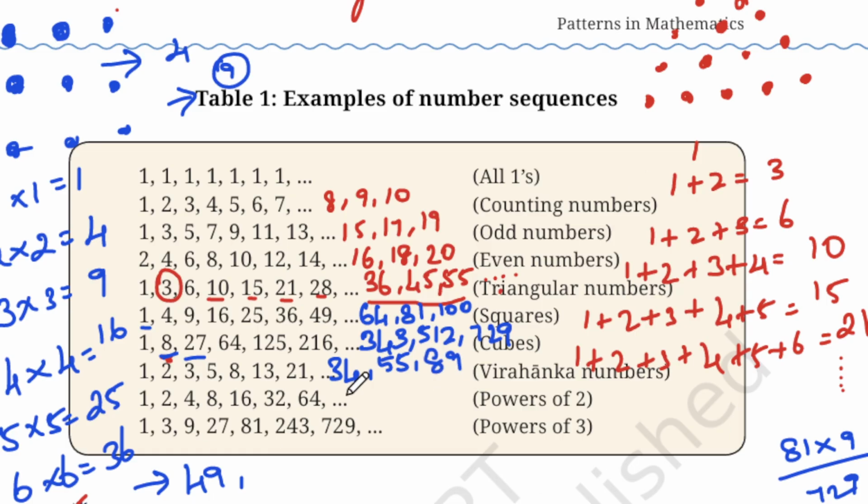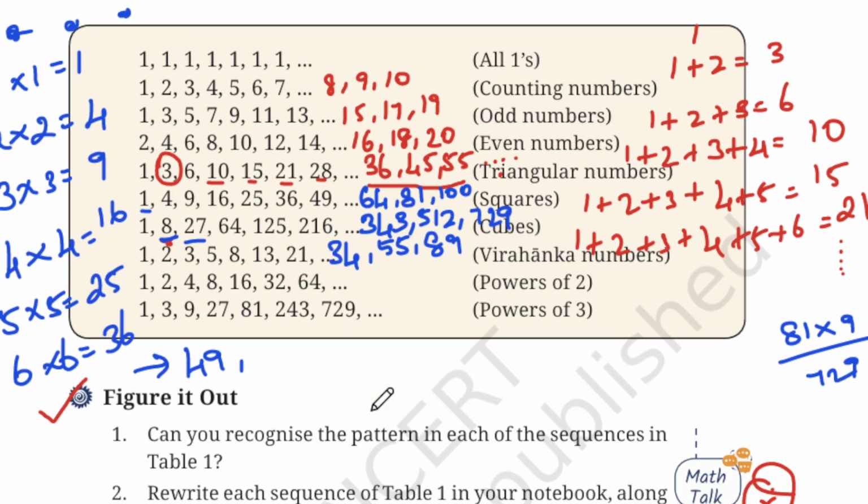Okay, so 89. So next is very easy, the powers of 2. Powers of 2 are the numbers obtained by multiplying 2 again and again. You need to multiply by the number 2 again and again. That's it. So the next number, 64, we have.